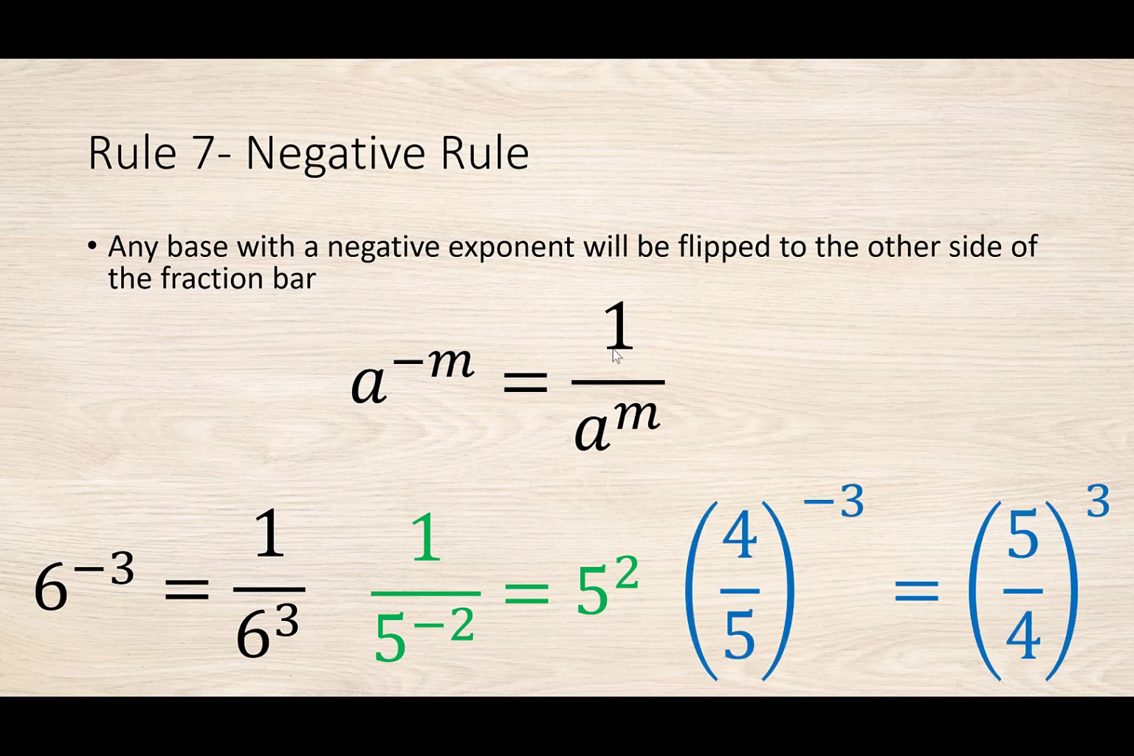The same setup works for fractions as well. If I have 4/5 all to the negative 3, I'm going to take that fraction and flip it. Both the numerator and the denominator need to flip because it's going to be distributed. 4 goes into the denominator, 5 goes into the numerator, and that exponent becomes positive.